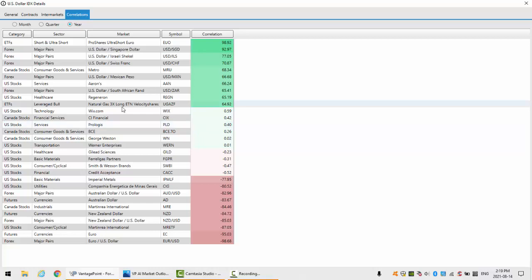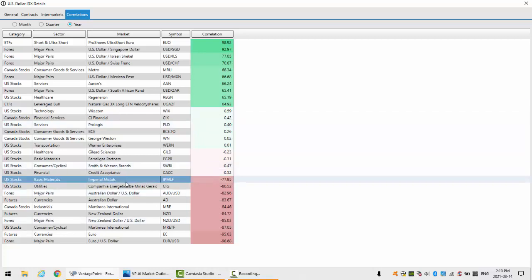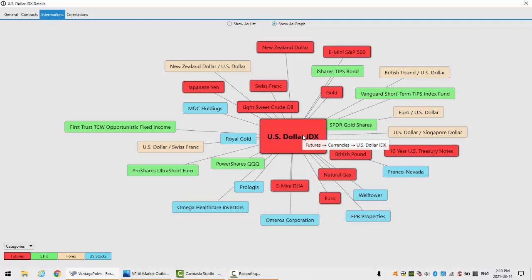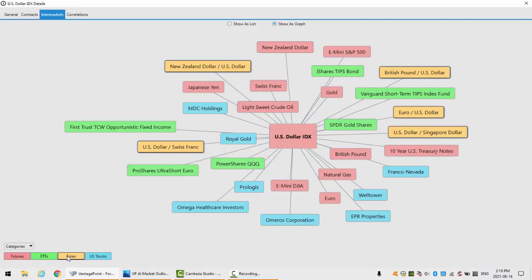Now, again, the inverse correlated ones, you can also see that we've got Imperial Metals, Aussie US, Aussie futures, New Zealand dollar, New Zealand US futures, the Euro, Euro US dollar. So these currencies would all turn higher if the dollar moved lower. That's the inverse correlation. So when we look at this through the eyes of neural networks, we can get a better idea of what we can expect.